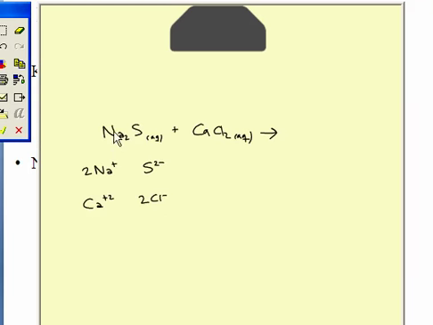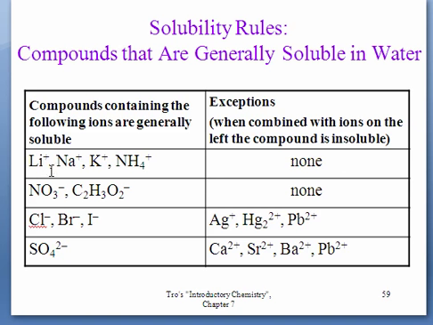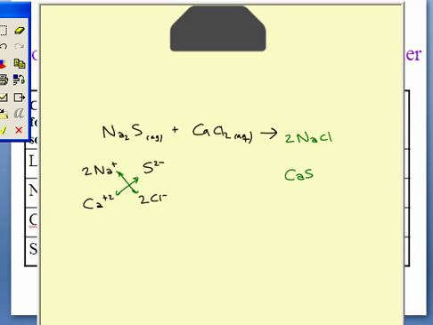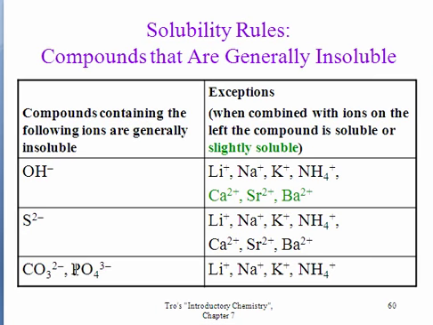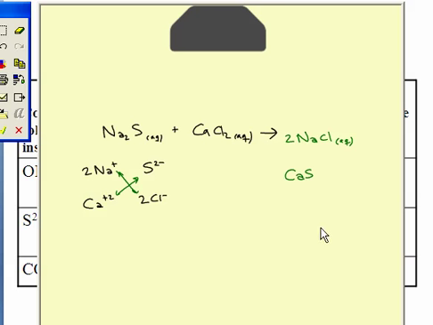Now let's look at the next example. I separate out my ions, two sodiums and a sulfide, a calcium and two chlorides, and then I switch. So I'm going to form two sodium chlorides and then a calcium sulfide. So I look back at my table. Anything with sodium is going to be soluble. So my sodium chloride is AQ. And then I look for my anion, which is sulfide, and it's not soluble except for these cations. And calcium is one of the exceptions. So this is going to be AQ. So since everything is AQ, I haven't formed a solid, and this is NR, or no reaction.